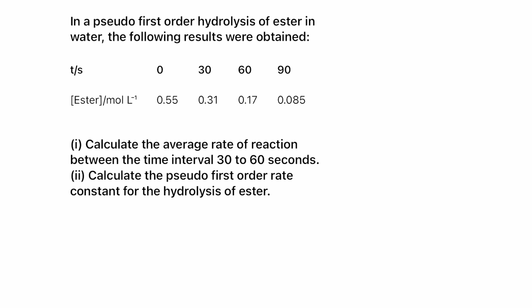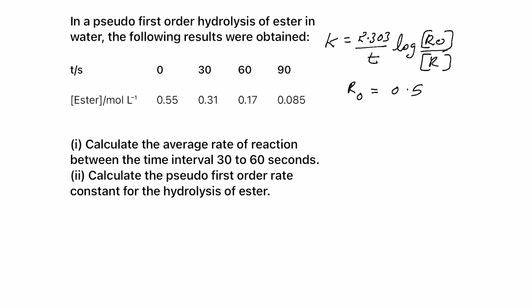For first order reaction, we know the equation for rate constant is what? 2.303 by T log R0 by R. Correct. Initial concentration by present concentration. Now what is initial concentration? It is 0.55. Correct. Concentration when time T is equal to 0. That is initial concentration, right? R0.